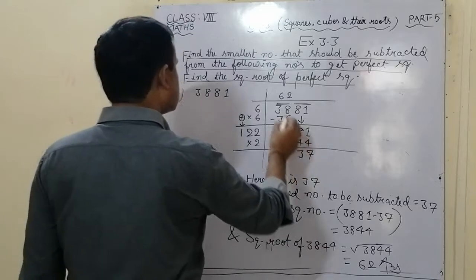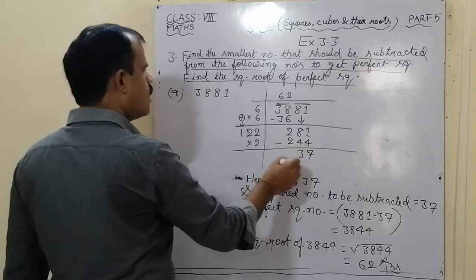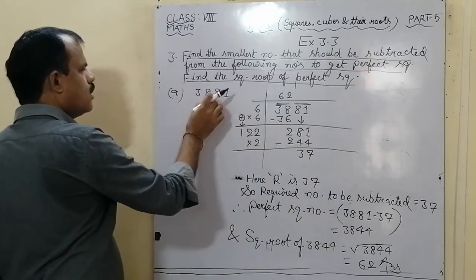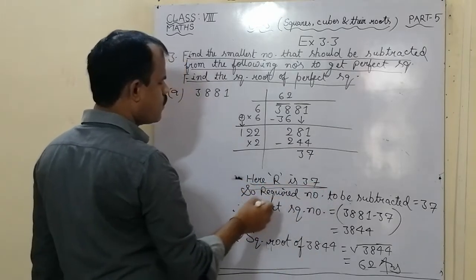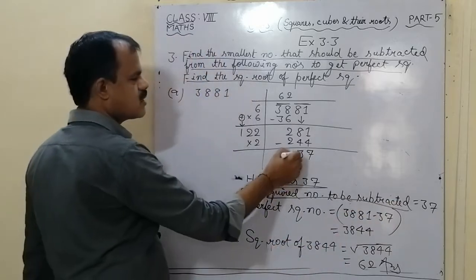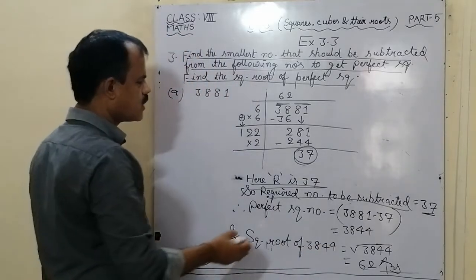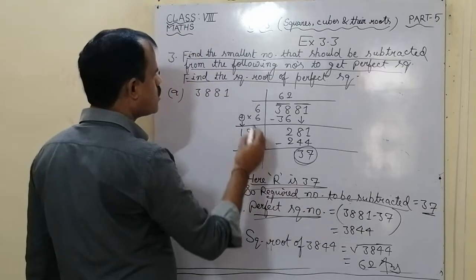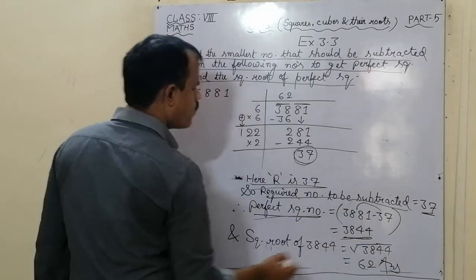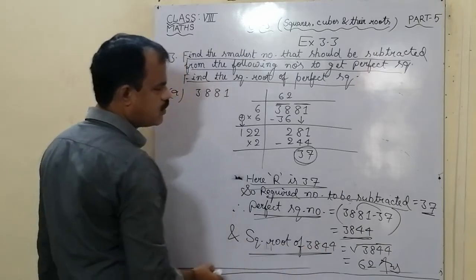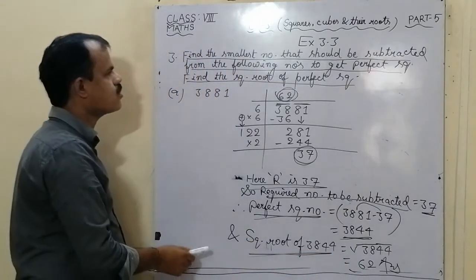So we can say 3881 minus 37. This remainder is in excess. So we have to subtract this number from the given number so that it becomes a perfect square. Here the remainder is 37, so the required number to be subtracted is 37. So the perfect square number is 3881 minus 37, which becomes 3844, and we have to find the square root of 3844. So it becomes 62. Okay, so like that you can solve.